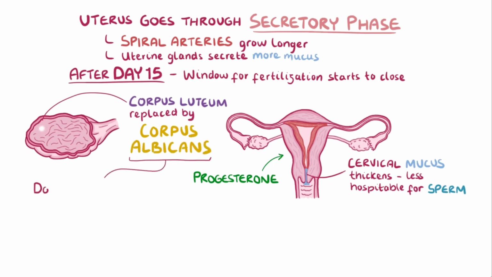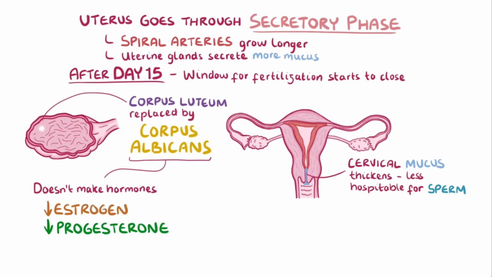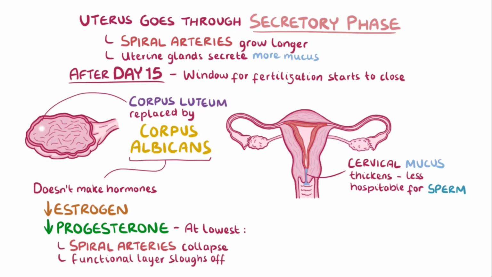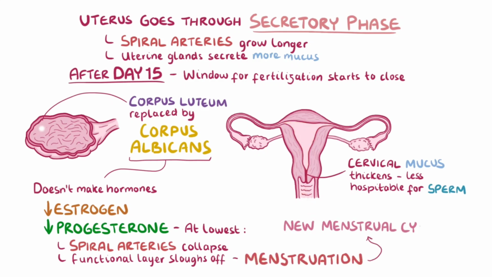The corpus albicans doesn't make hormones, so estrogen and progesterone levels slowly decrease. When progesterone reaches its lowest level, the spiral arteries collapse, and the functional layer of the endometrium prepares to shed through menstruation. This shedding marks the beginning of a new menstrual cycle and another opportunity for fertilization.